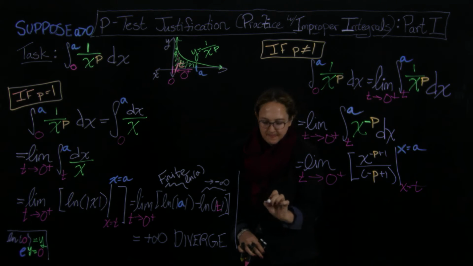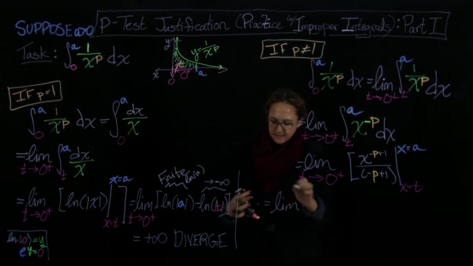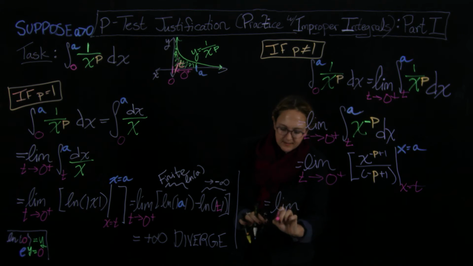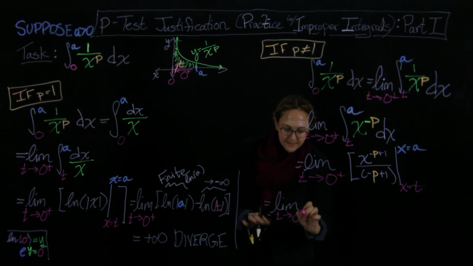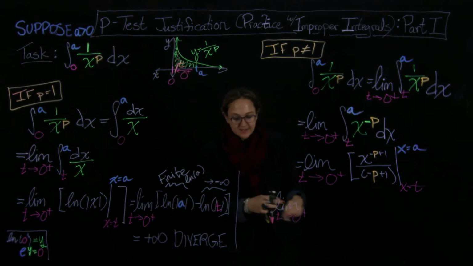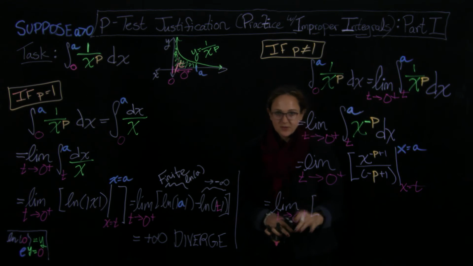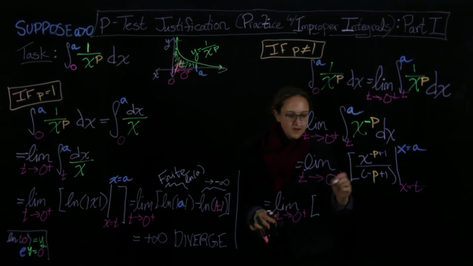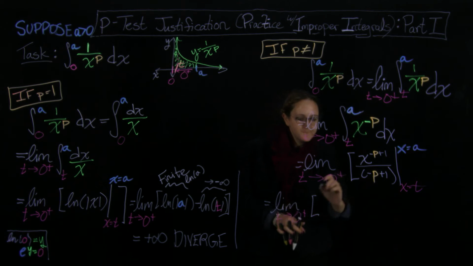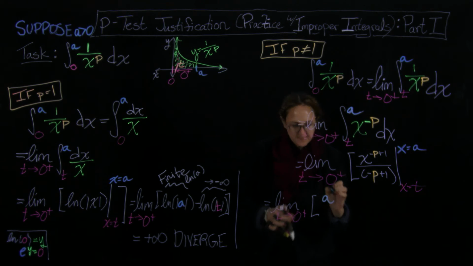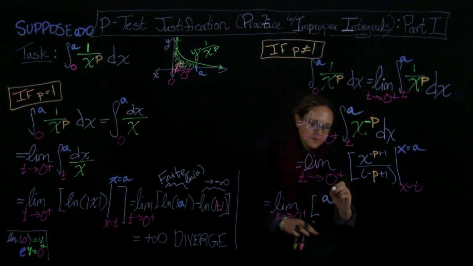And then this is going to equal the limit as t approaches 0 from the right. We're going to keep going until it's clear how to take the limit, but in this case we have to leave that because it's going to be different in different circumstances. So we'll go through that in the next video. But we're going to get this a to the minus p plus 1.